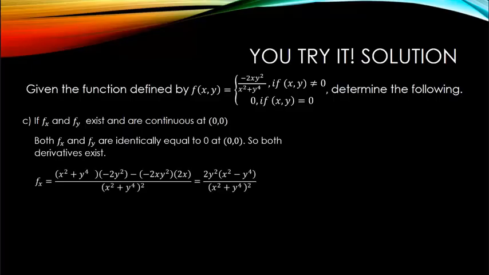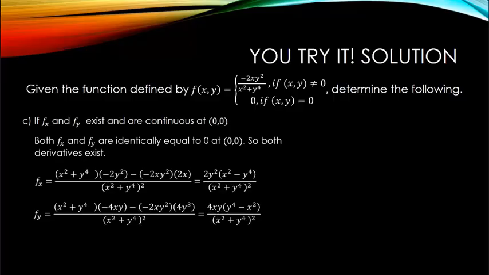Now I'm going to find fx of my function using the quotient rule. I get fx is equal to the quantity x squared plus y to the fourth times negative 2y squared minus negative 2xy squared times 2x, all over the quantity x squared plus y to the fourth squared. This simplifies to 2y squared times the quantity x squared minus y to the fourth over the quantity x squared plus y to the fourth squared.